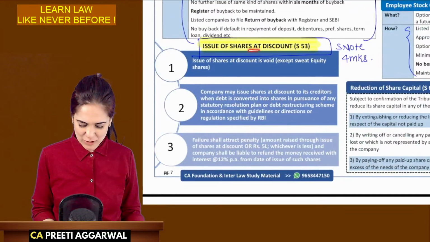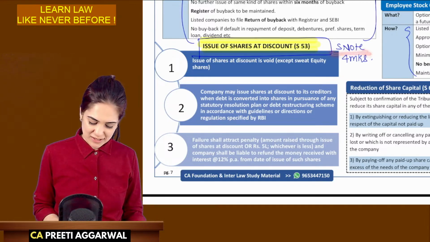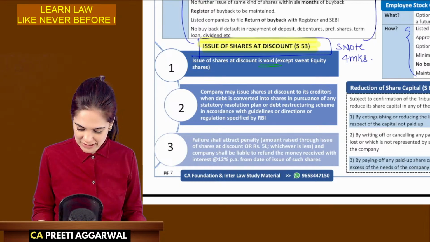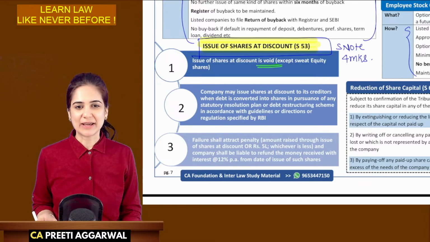Issue of shares at discount. Can we issue shares at discount? No. A short note can be asked. Any share issued at discount is void. Now, why? What is the reason? What is the logic?